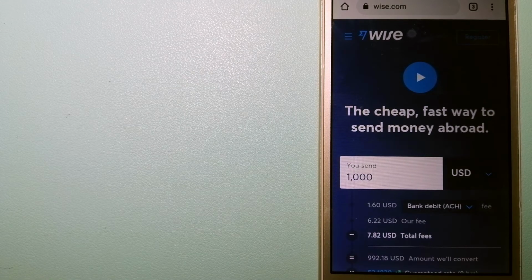Hey guys, welcome back. Today, we are going to talk about transferring money from Nigeria to Latvia. We are going to talk about three ways to send money if you are in Nigeria and you want to send money to Latvia. Why do we have to send money overseas? There's a lot of reasons for that.